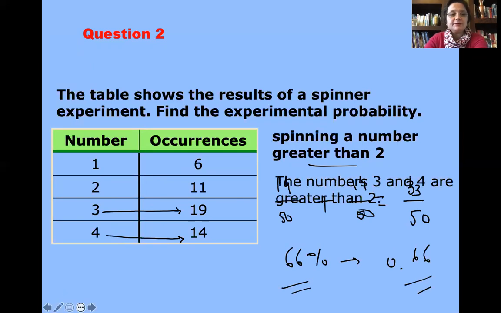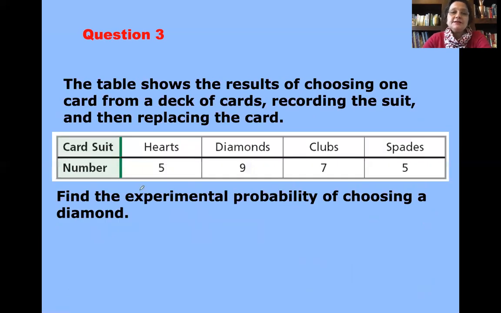Let's have a look at another example. The table shows the results of choosing one card from a deck of cards, recording the suit, and then replacing the cards. Now, find the experimental probability of choosing a diamond. So we're going to have a look at the number of occurrences for the diamond. It is 9. And the total of 5 plus 9 is 14, 20, 21, 26. So it's going to be 9 over 26. The probability of choosing a diamond is 9 over 26.